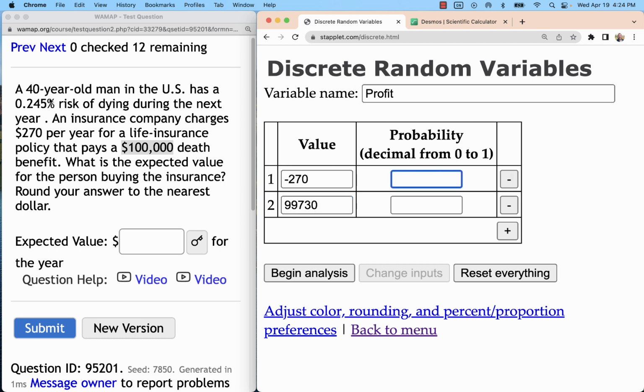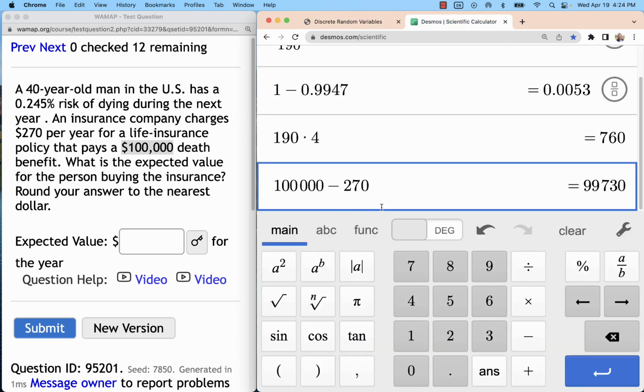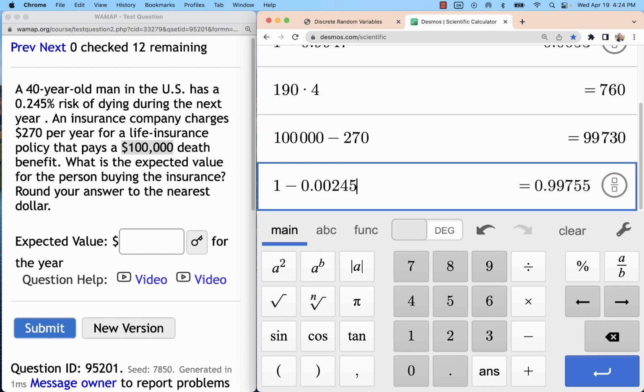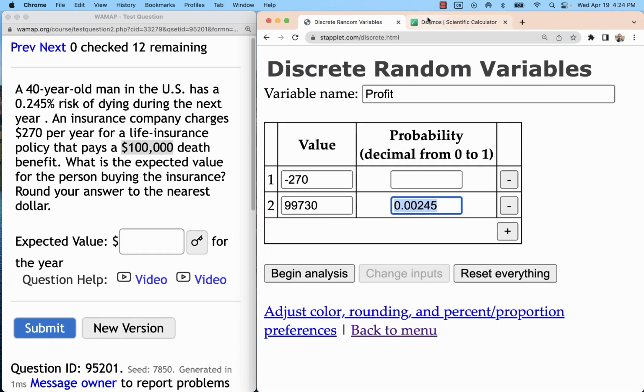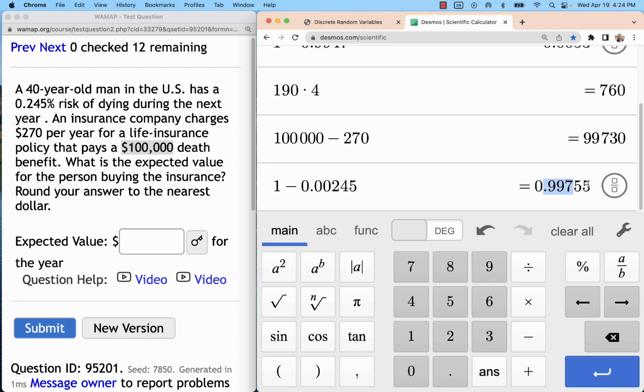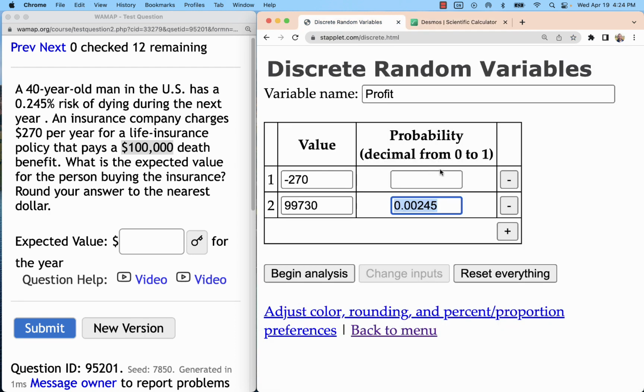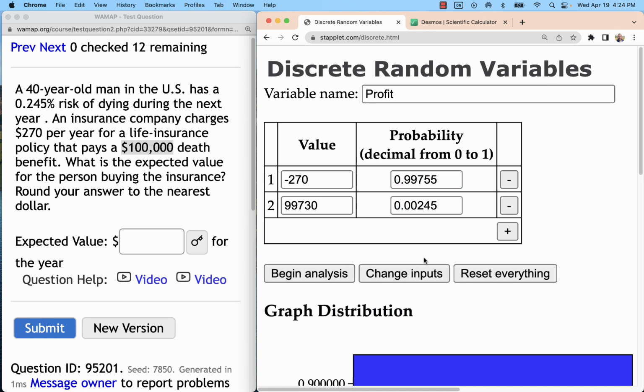And we have our probabilities as percentages. We need to change those to decimals. The payout happens with dying in that next year. That's the very small percent. So we need two more zeros in front of that. And then the complement, so we subtract that from 1 to get the remaining percentage, and that's 0.99755. And I have 5 decimals here. I don't know if it will allow. I'll give it a shot.